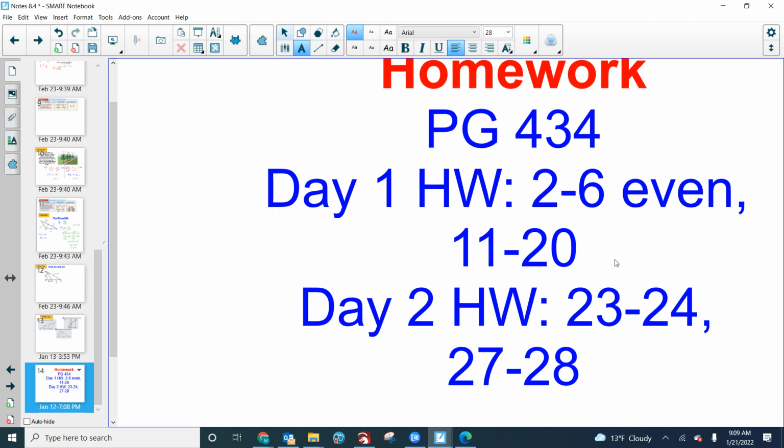Today is day 1 homework. 2 through 6 even, 11 through 20. 11 through 20, don't complain and don't be that person that whines as soon as you see that many problems in a row until you look at it. Because there's just one diagram and it's fill in the blanks for several of them. All right. So it goes pretty quick. Get started right now. You got 6 minutes.